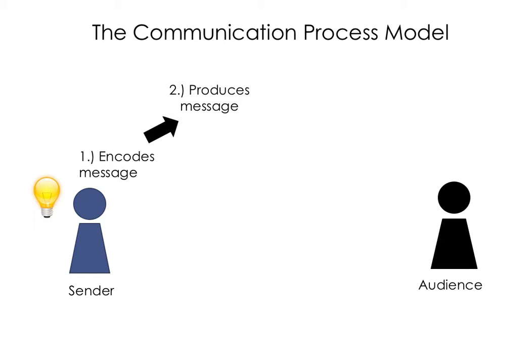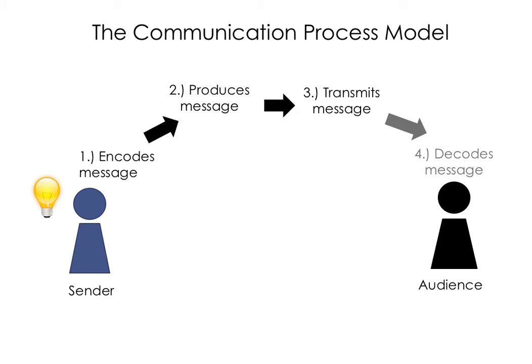After the sender has determined how they're going to encode the message, they then produce the message, and this is when they actually either put it down on paper or they decide that they're going to send it through a text message or through a conversation. And then they go ahead and they actually transmit the message. At the end of this technical description, I'm actually going to give you an example. After they transmit the message, and all that transmitting means is they're actually sending it or delivering it to the audience, the audience then decodes it, and that just means that they interpret it.